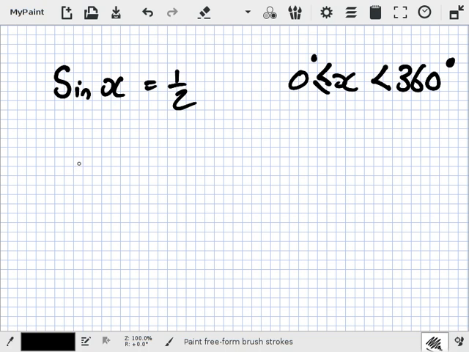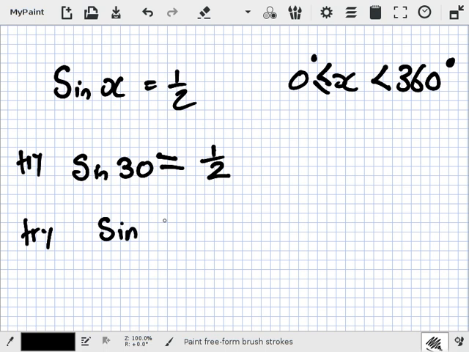So I want you to type in sine 30 on the calculator. What do you get? Just confirm that you get a half. Yes, you do get a half. Now, the only problem with that is that the calculator has only given you one answer, but there actually might be more than one answer.